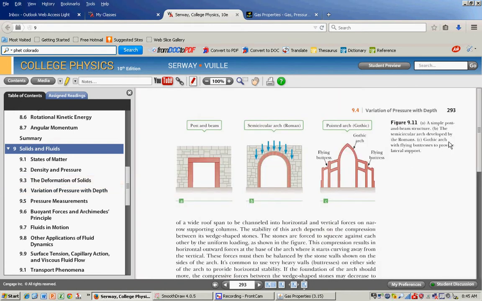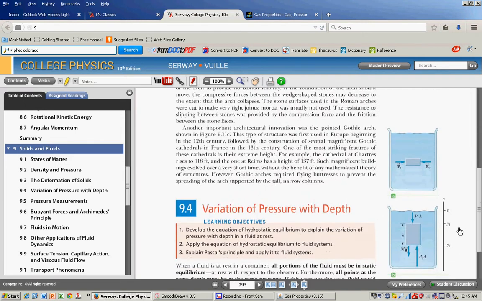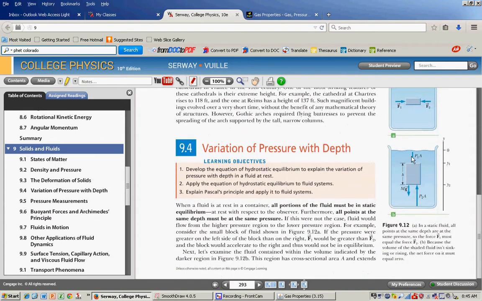I think it's easier if I go this way. 9.4. Okay, let's go to 9.4. Variations of pressure with height.